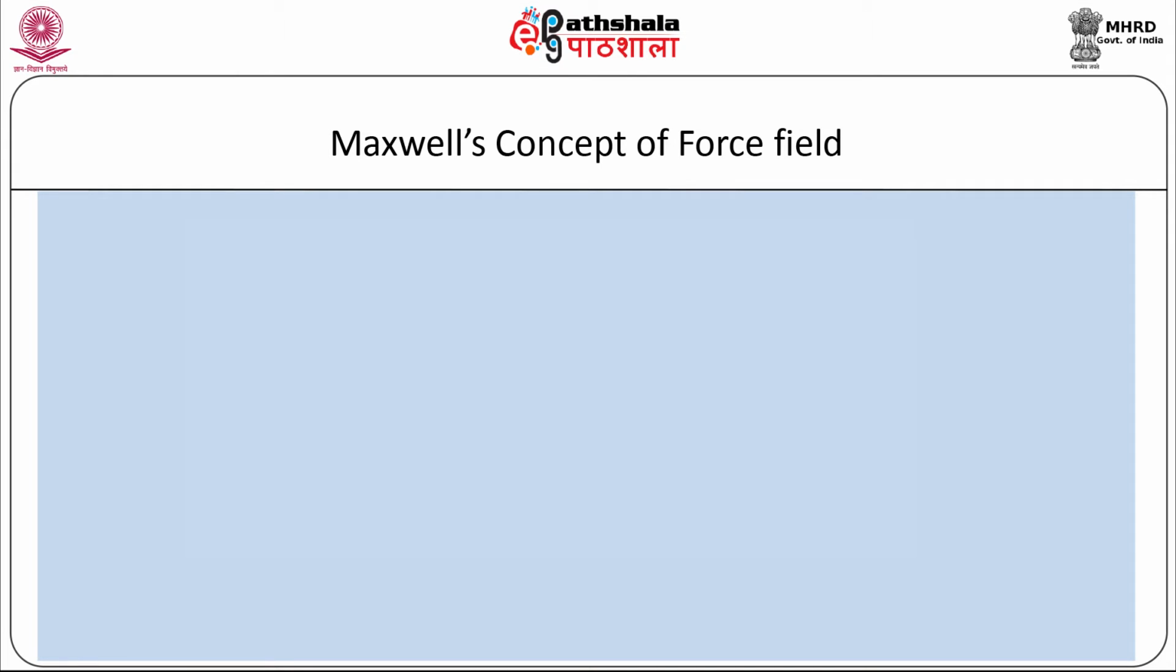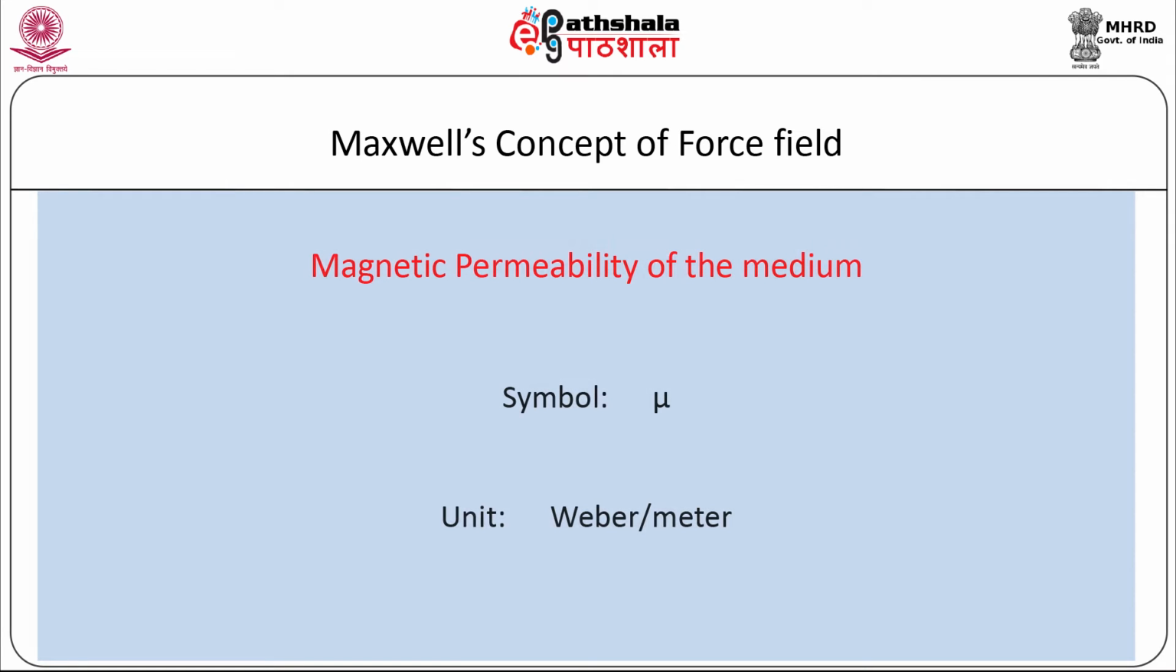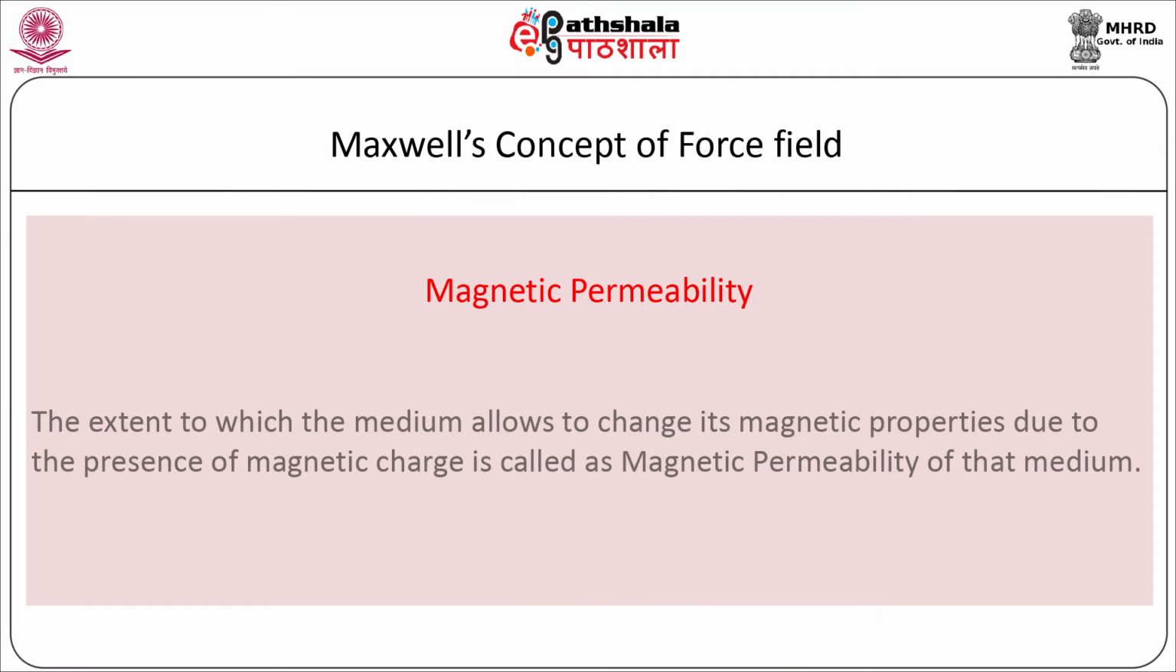Similarly, in the case of magnetic charge, we can think of magnetic permittivity. However, due to the elastic nature of magnetic field, we use the term magnetic permeability instead of magnetic permittivity. It is represented symbolically using a letter mu. Thus, the extent to which the medium allows to change its magnetic properties due to the presence of magnetic charge is called as magnetic permeability of that medium.